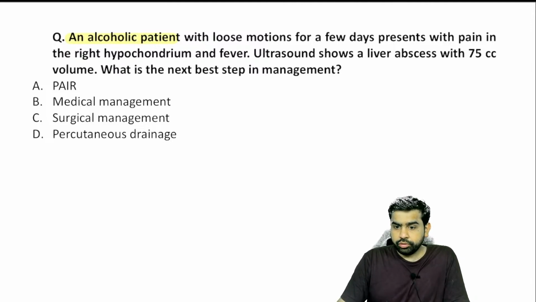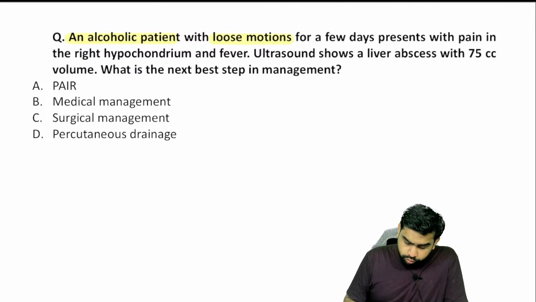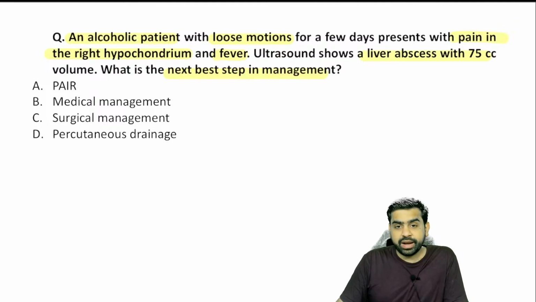Let's start by talking about the things further. The next thing which we're going to cover is a patient who is alcoholic, and the patient is coming to you with loose motions for a few days, presented with pain in the right hypochondrium and fever, and the ultrasound shows that there is a liver abscess of 75 cc in volume. What is the next best step in the management of this particular patient?